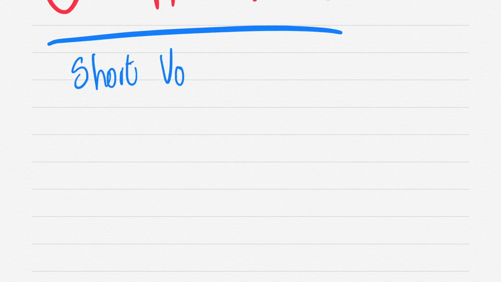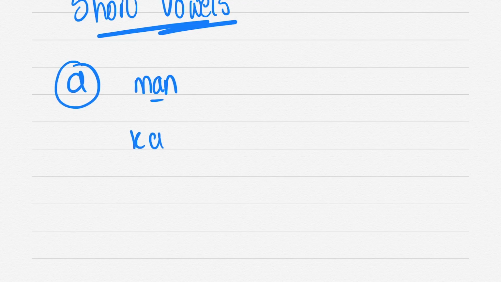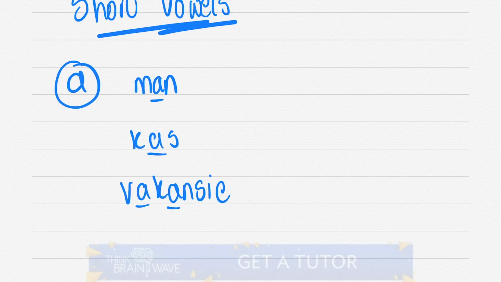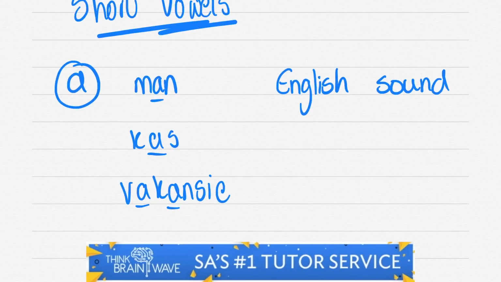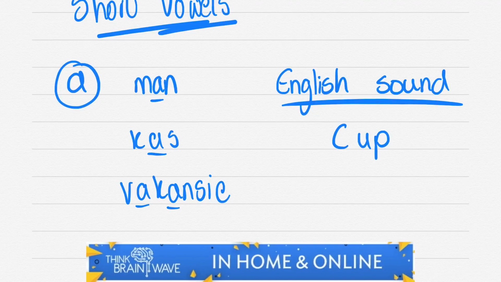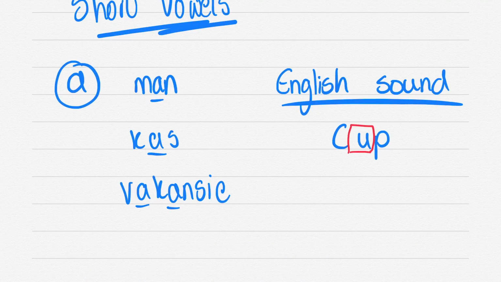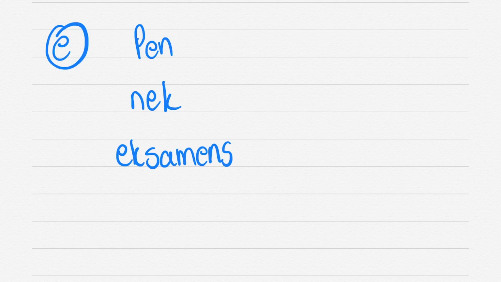Alright, let's get started on the short vowels. I'm going to do an entire set of short vowels for you, like the a, like man, kas, and vakansie. Notice that the a sounds like the u in cup, not like the a we have in English. That a sound is how you pronounce the a in Afrikaans. That is our first vowel. Our second vowel is e, like pen, nek, examens.